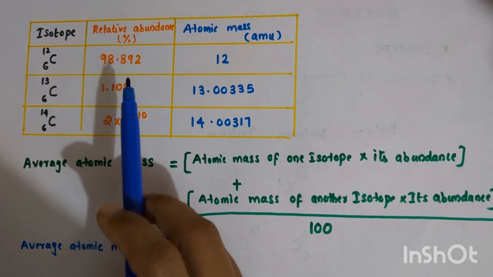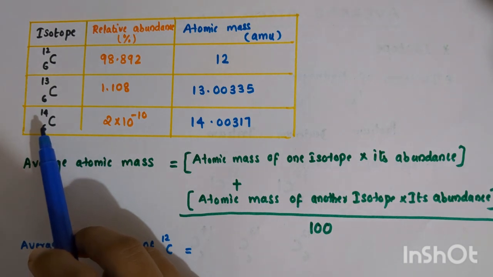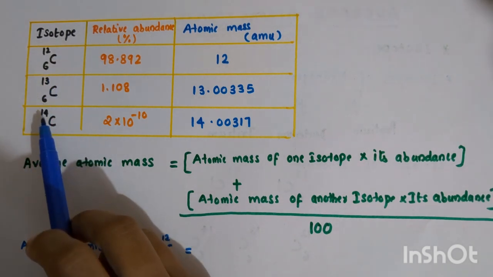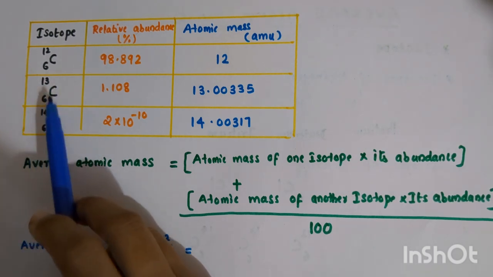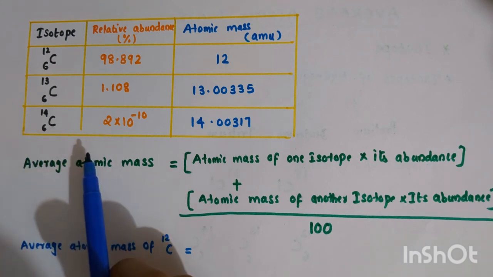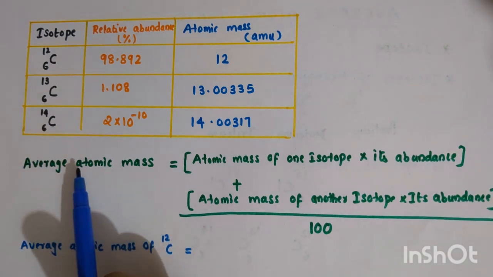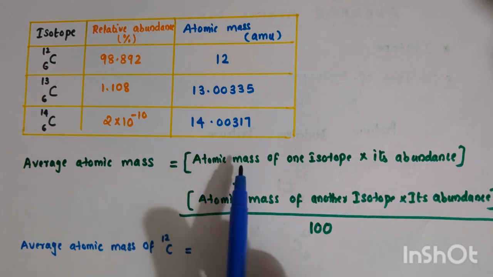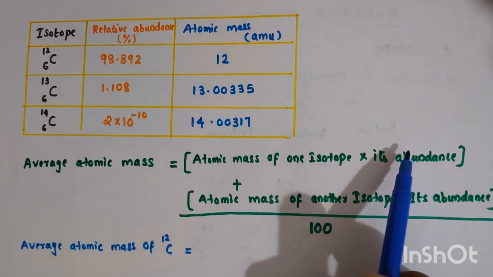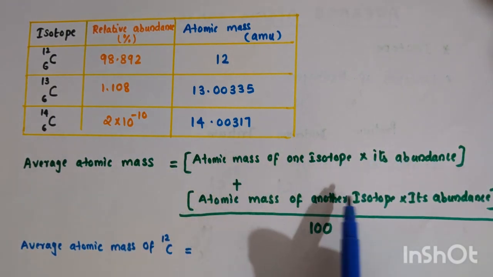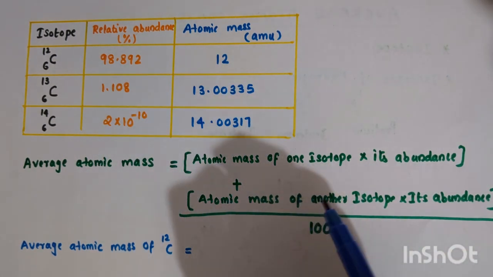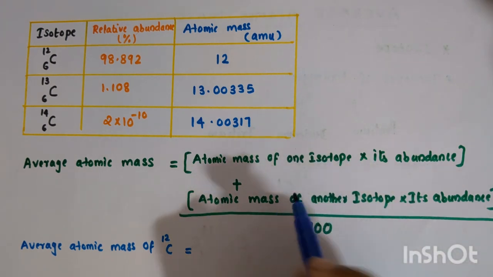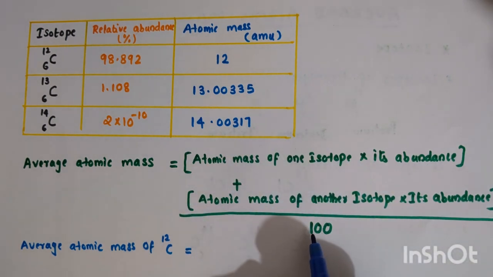When we talk about the atomic mass of carbon, there are three isotopes naturally present in nature, so we have to consider all three. That is why we take the average atomic mass. In general, to calculate the average atomic mass of any element, we can use this equation: atomic mass of one isotope times its abundance, plus atomic mass of another isotope times its abundance, plus atomic mass of the next isotope times its abundance, and so on, all divided by 100.